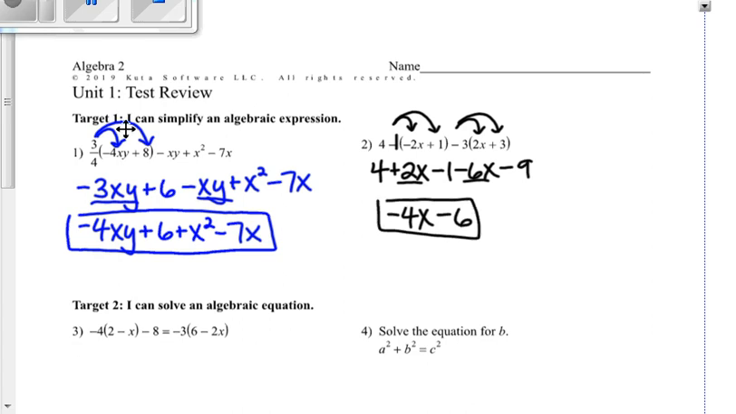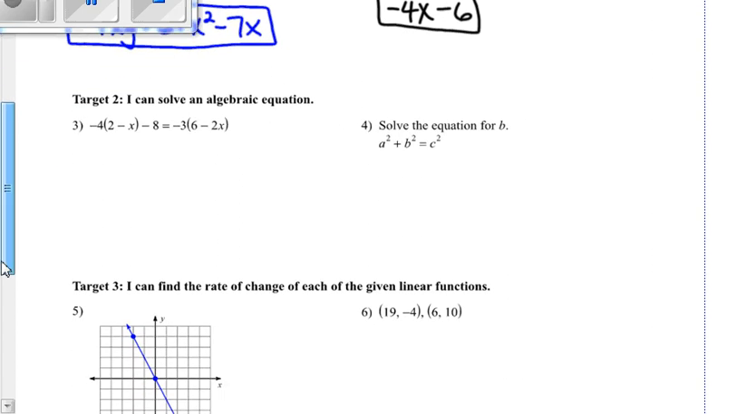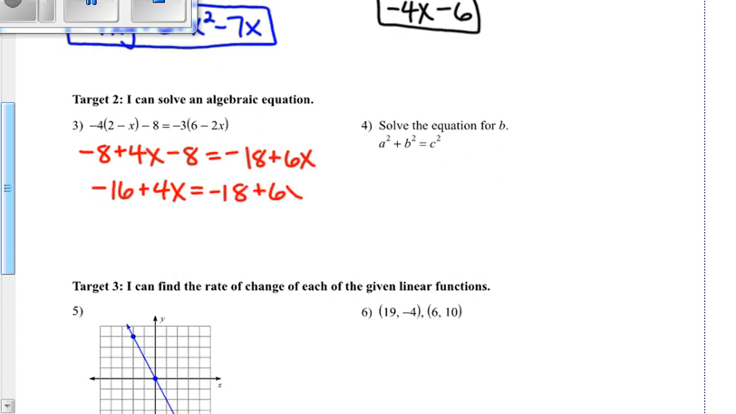Moving on to the next target, here we're actually solving an equation. So we have an equal sign that's been put into these, but very similar to start with. So we're going to start by distributing. That would be negative 8 plus 4x minus 8 equals, distribute again, negative 18 plus 6x. I'm going to combine the like terms over here on the left, so negative 8 minus 8 would be negative 16 plus 4x equals negative 18 plus 6x.